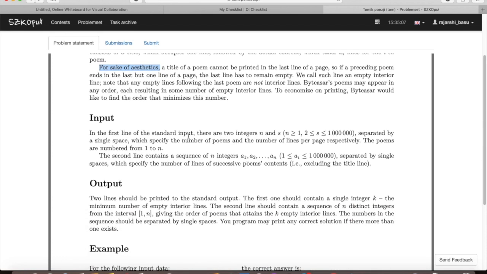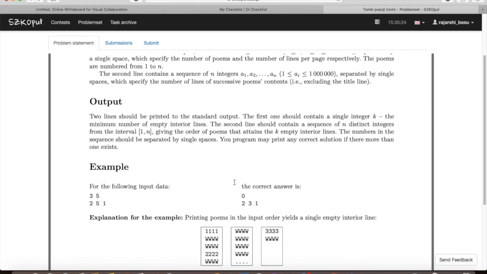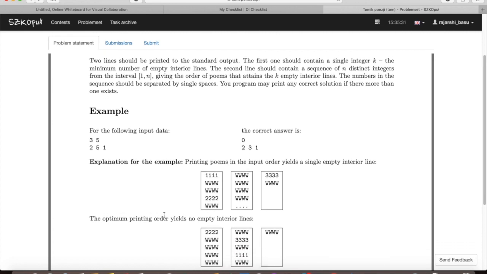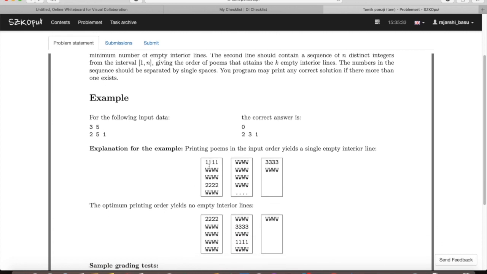So we are given the number of poems n and the number of lines of text each page can fit, which is given by s. The n poems are up to 10 to the power 6, and s is also up to 10 to the power 6. And this is the example that is given. In the first example, there is one empty line of text. In the second example, there is no empty line of text.